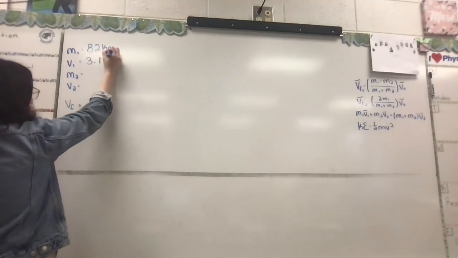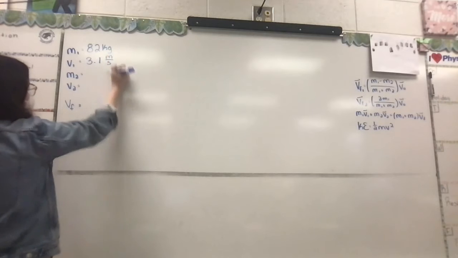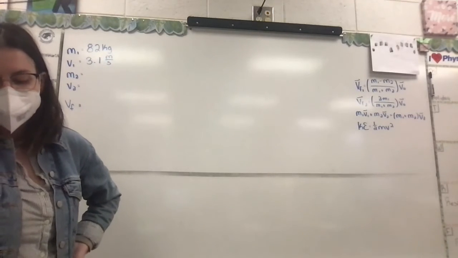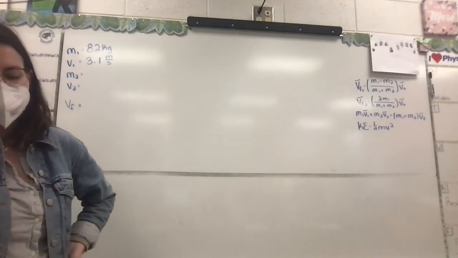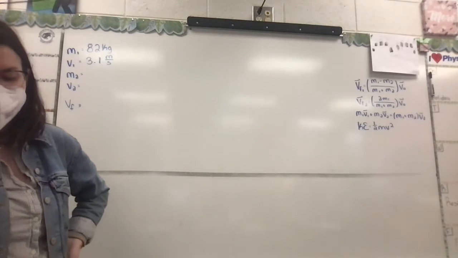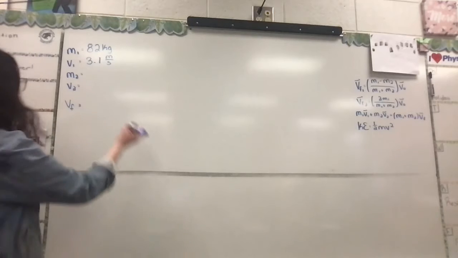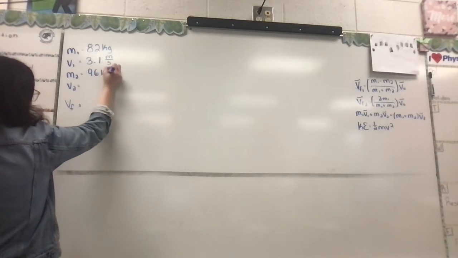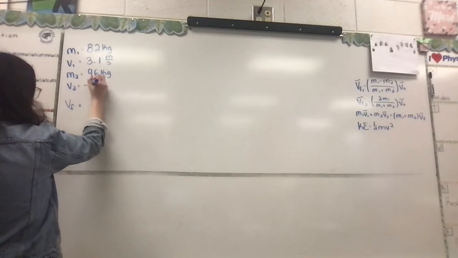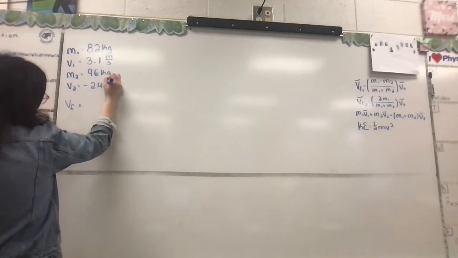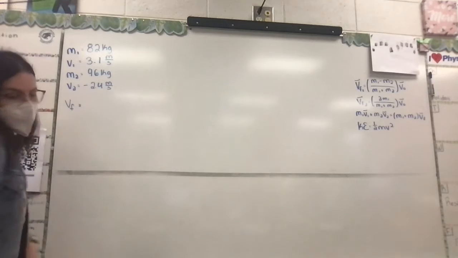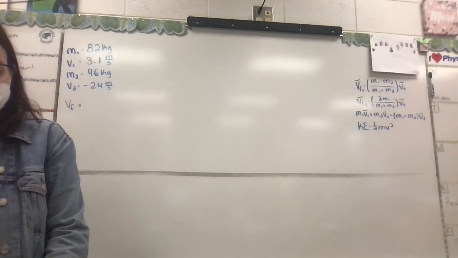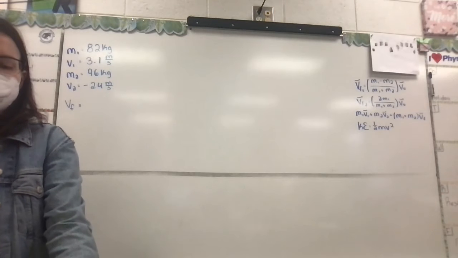Should that be positive or negative? Positive. Okay. And then we have a 96-kilogram player from the opposing team running in the negative x direction at a speed of 2.4 meters per second. So our mass is 96 kilograms. And what's our velocity? Negative 2.4 meters per second. Awesome. So it says, assuming that the players remain together, what is their speed immediately after the tackle?